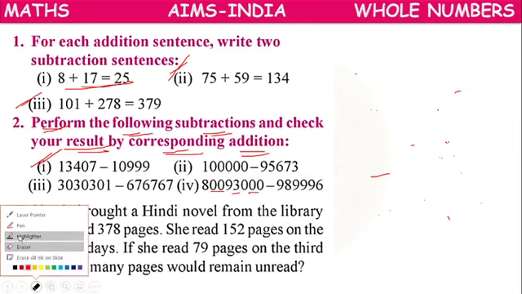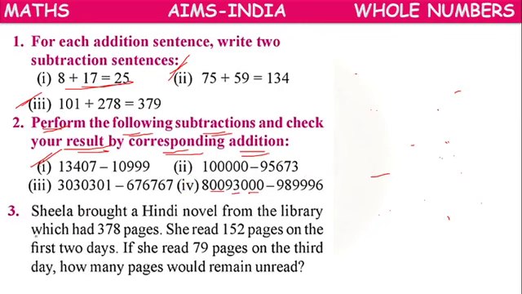Third question. Sheila brought a Hindi novel from the library which has 378 pages. She read 152 pages in the first 2 days. She read 79 pages on the third day. How many pages would remain unread? So this is the total number of pages, 378.